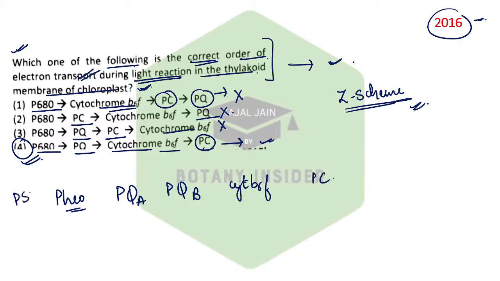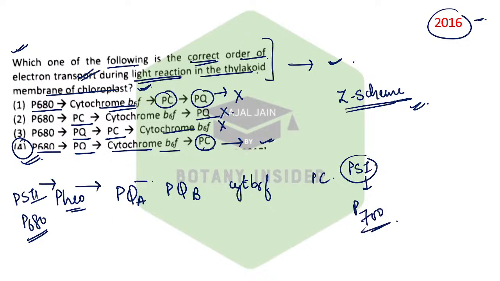Over here you have PS2, that is photosystem 2. Over here you have photosystem 1. Photosystem 2 gets activated, or reaches its higher energy state, at P680, and over here P700. So you have to remember this entire sequence. Over here they have given you plastoquinone only, but they might give you Q, A and B separately also. So you have to remember this particular segment also, right?